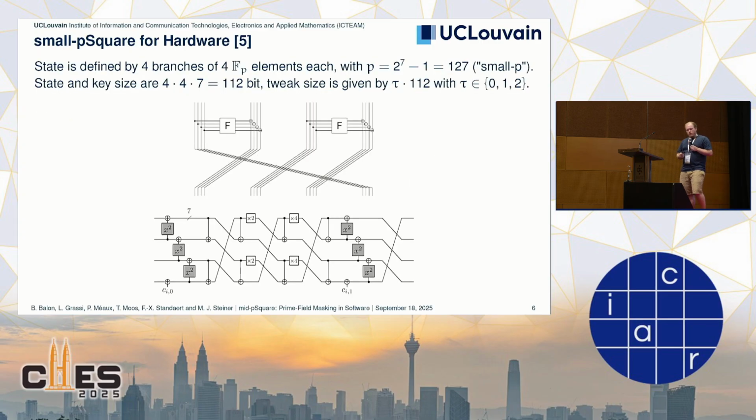Now this is the instance that we have used so far for hardware efficiency that we proposed last year. It uses the prime 2^7 minus 1, so the Mersenne prime 127. B and C are both 4, so you have 4 times 4 elements of 7 bits, which gives you a 112-bit state. The tweak size is flexible, either 0, 112, or 224. And at the bottom you can see the F function, which uses the square, which is non-bijective, but because we apply it in a Feistel manner, we can use it and still achieve bijectivity with the MDS matrix in the middle.